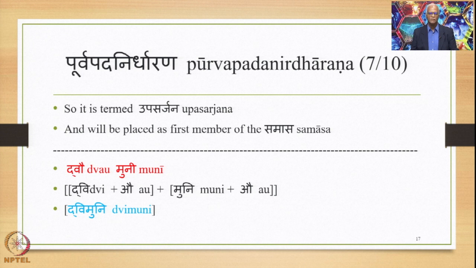So we have dvau muni as the laukika vigraha, which gets transformed into an alaukika vigraha as dvi plus au plus muni plus au, and then we get the finally derived compound output, namely dvi muni. This is an example of the avyayi bhava samasa.